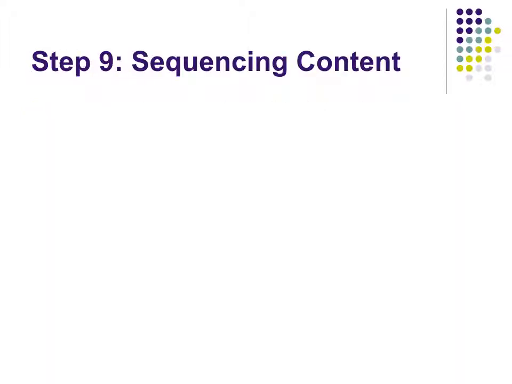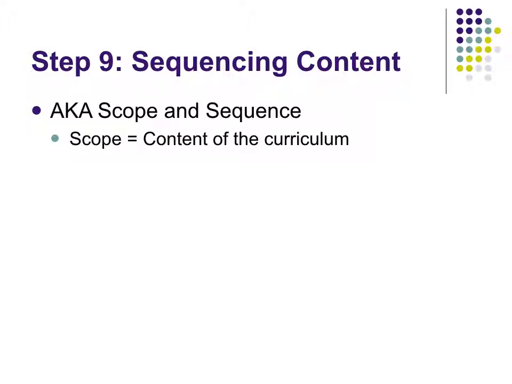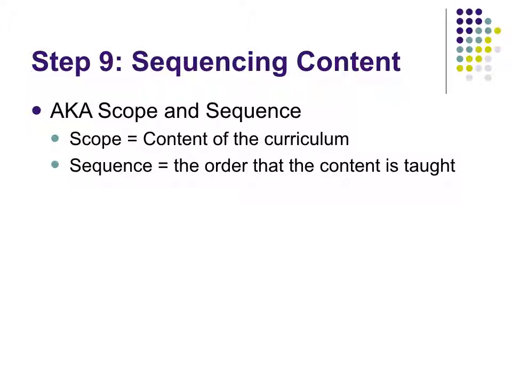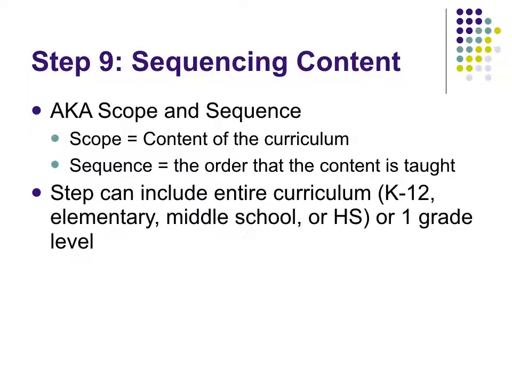So step 9 discusses the sequence of our content or our curriculum. This is also known as scope and sequence. Scope means the content of our curriculum, and the sequence is the order that the content is taught. So how do we go about doing this?